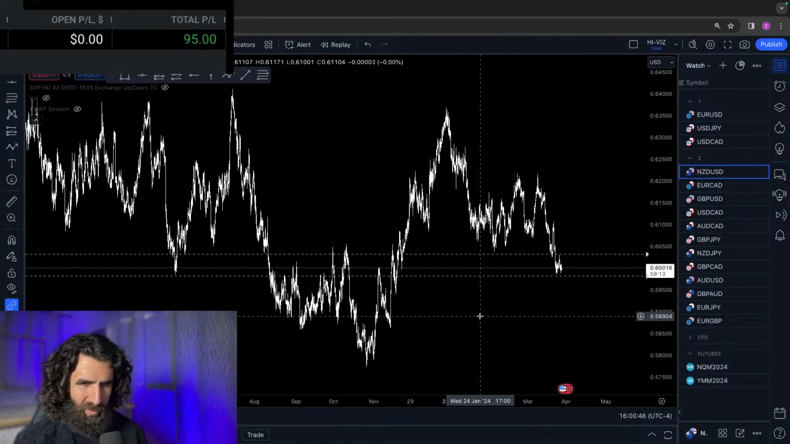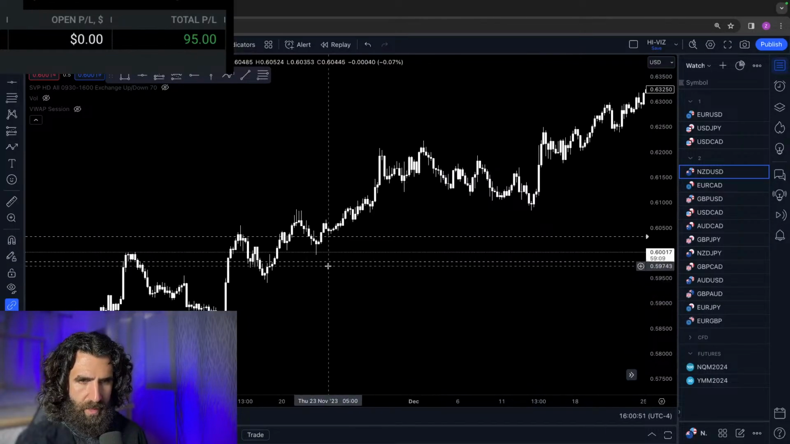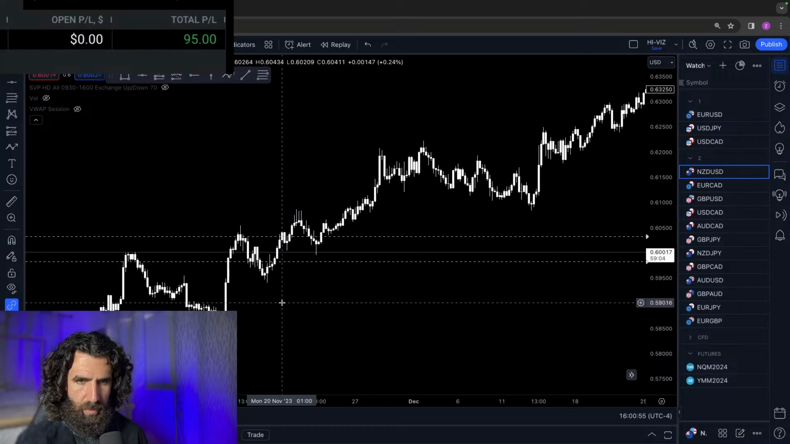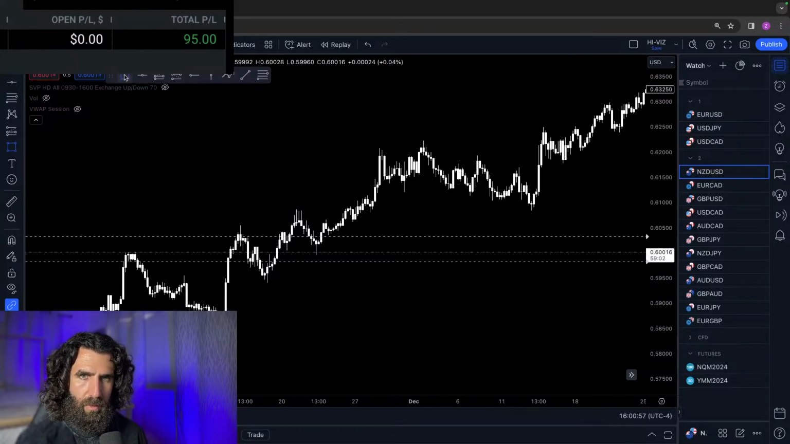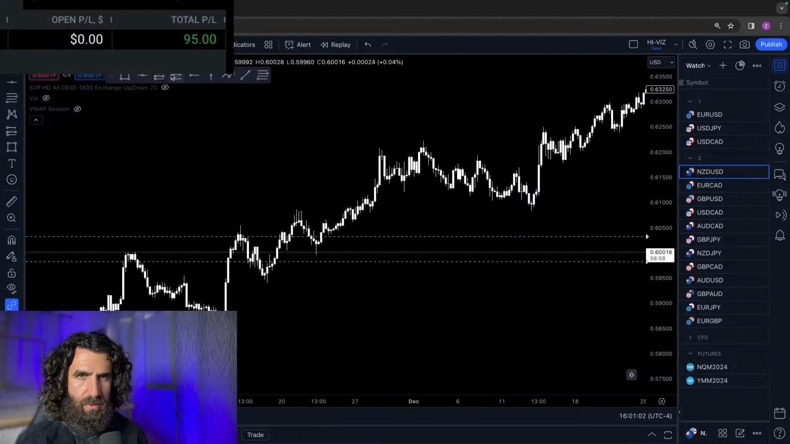Zoomed way out on the 4 hour. This is probably my next area, going to be like this level here, or even this level way down here, these lows. So let's go ahead. Actually, I'm just going to use some lines for this. Make it simple since we're so far back.